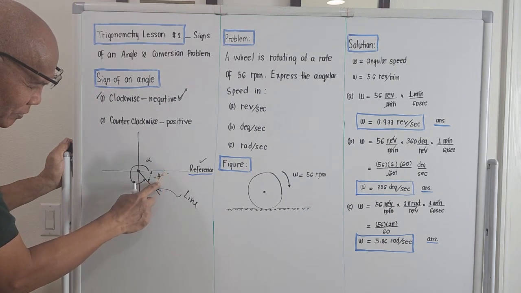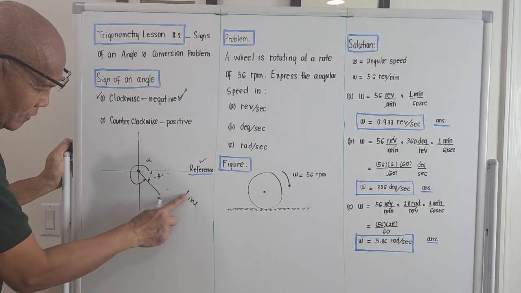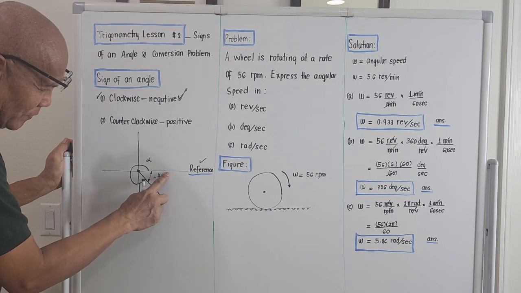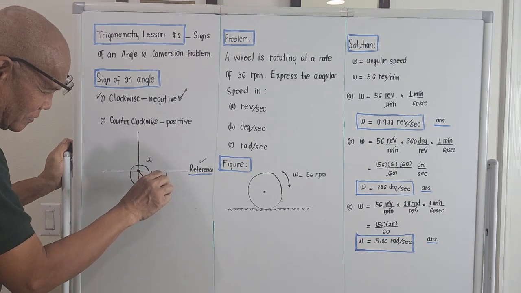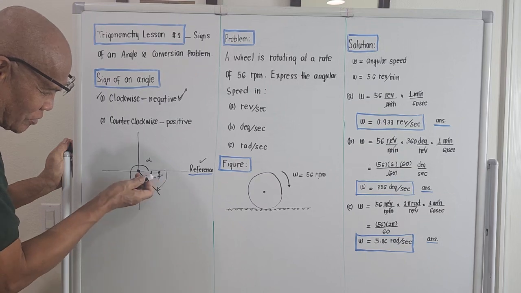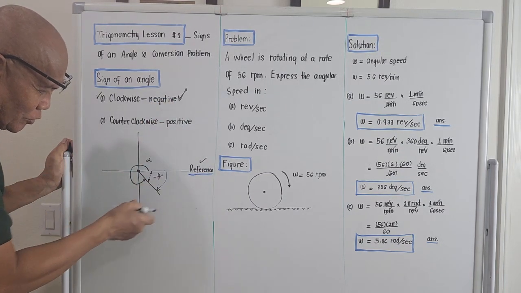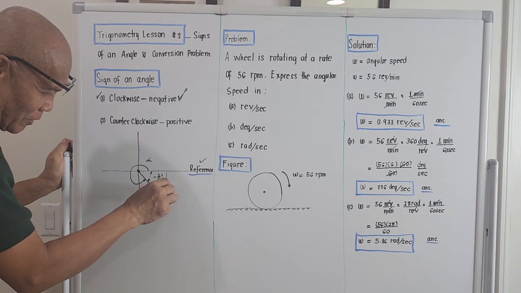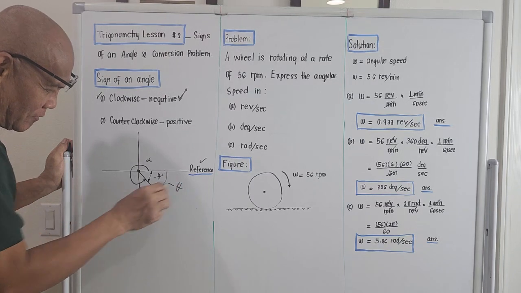I will try to erase this one. It goes like this, right? With respect to the reference line, it goes with the direction of the clock, so it should be a negative angle theta.